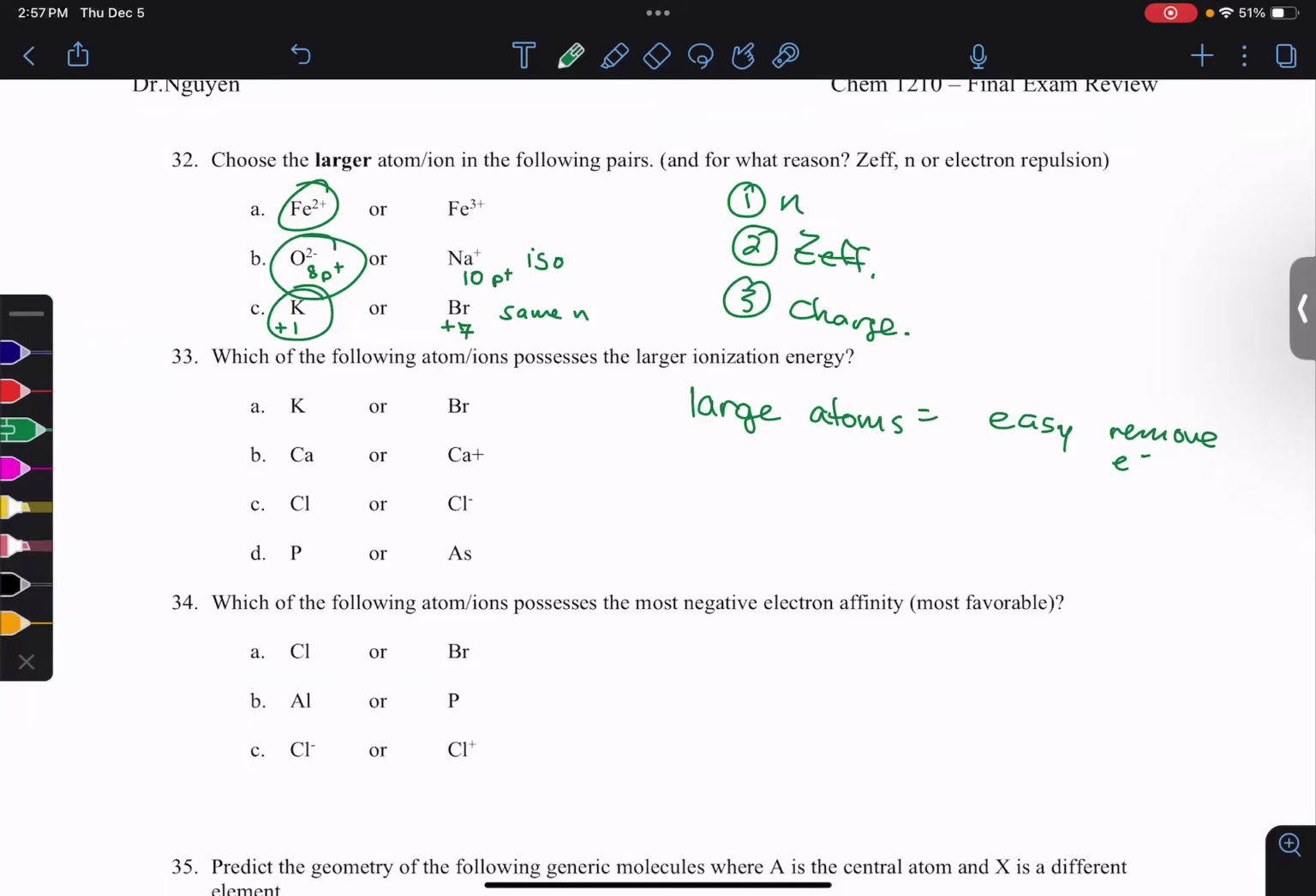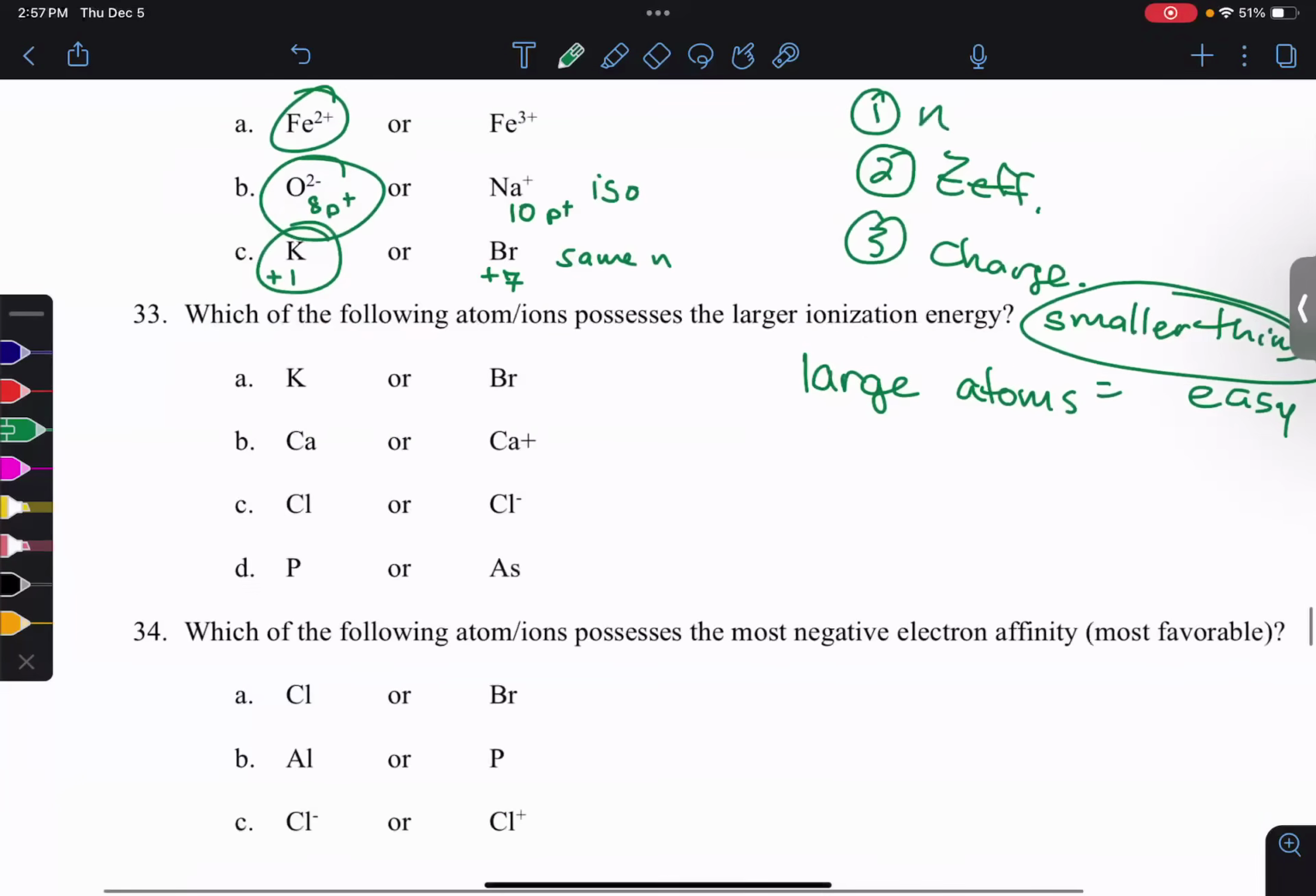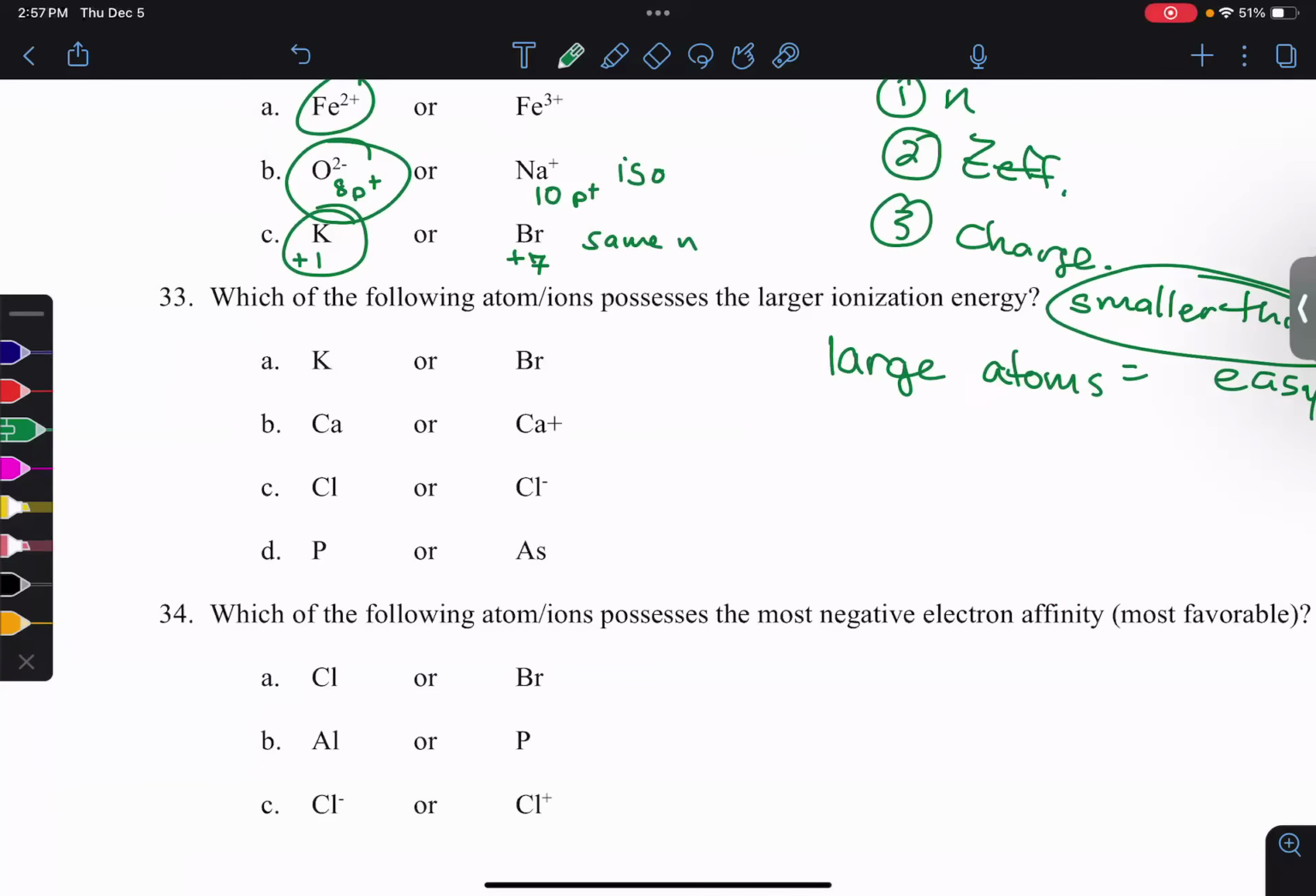So the idea is the smaller the atom or particle, the harder it is to take an electron from it. And that's what ionization energy is. The larger your thing, very easy to take an electron from it because it's not even going to notice. It's so far away from the nucleus, not going to notice. So really, if it asks what possesses the larger ionization energy, what are you looking for? The smaller thing. That's what you're looking for. All right, so K or Br, which one has the larger ionization energy? Br, why? Because it's smaller. It's smaller because of Z effective.